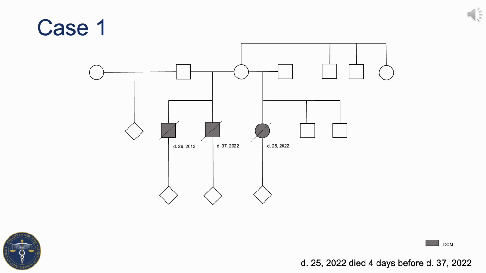We obtained additional history from the family and determined that the two brothers were full siblings and that the sister was a half sibling. In all three cases, the siblings had a dilated cardiomyopathy.